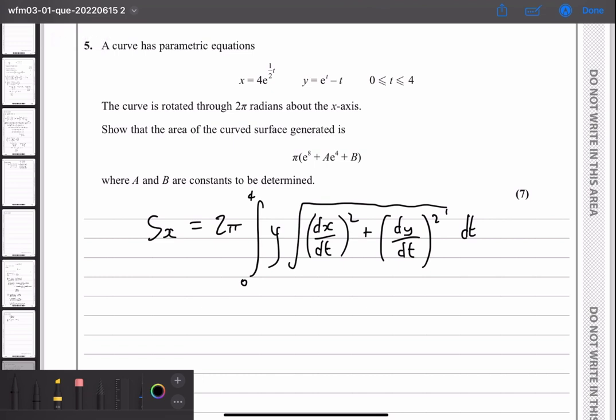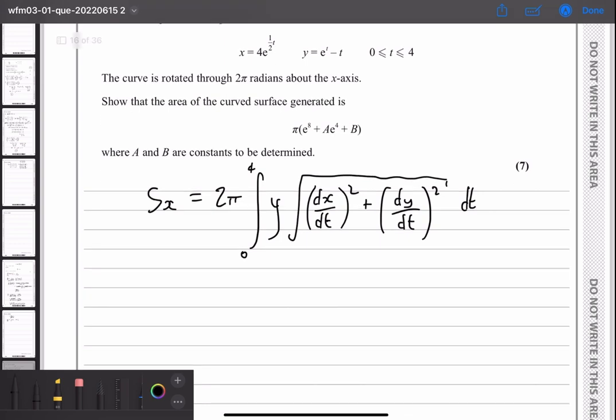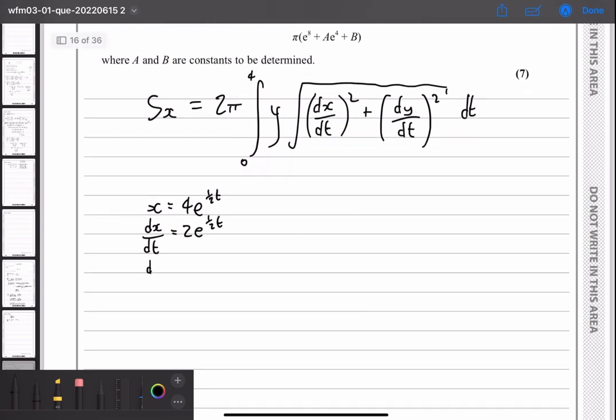All we need to do for 7 marks is to work it through. As usual with this type of question, I'm not going to work with the integral just yet. I'm going to work with trying to simplify what's going to be in that square root and then put it into the integral afterwards. So we've got x is equal to 4e to the half t, and we need dx by dt. That gives us 2e to the half t, and then we need to square this. Gives us 4e to the t.